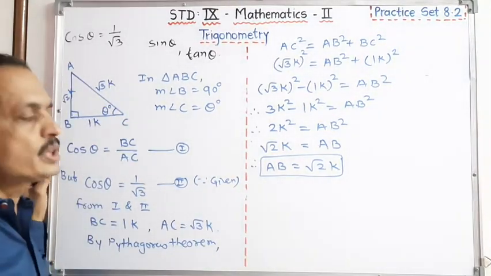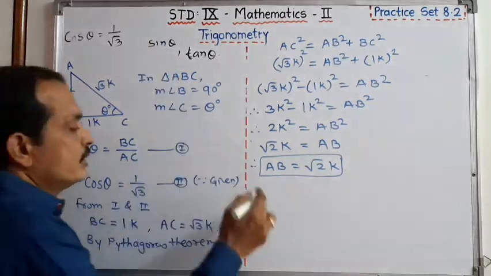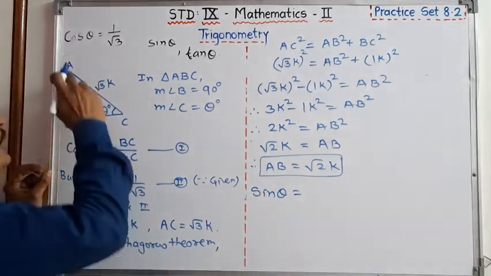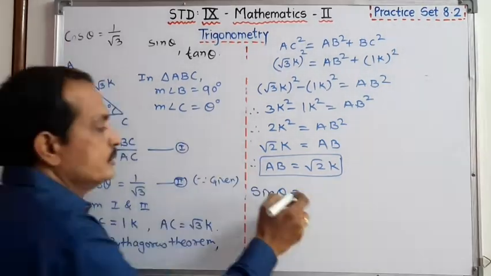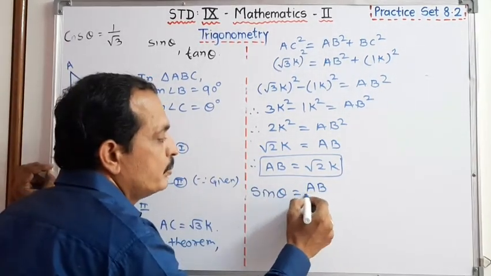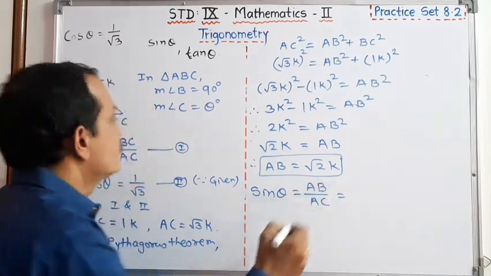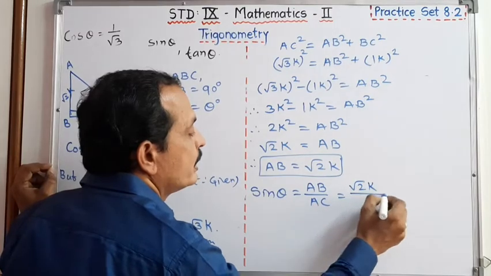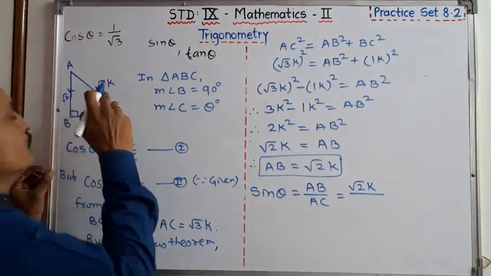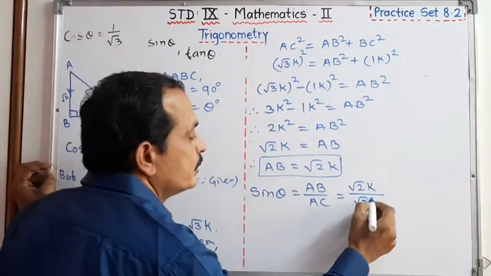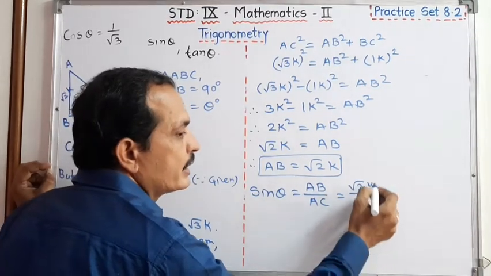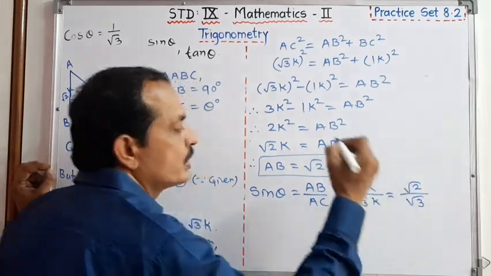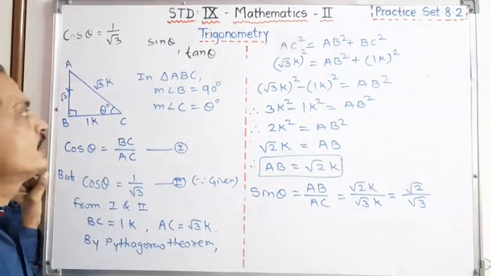Now we have to start with sin theta. Now sin theta is equal to AB upon AC. AB upon AC is equal to, AB is root 2K and AC is root 3K. This K K get cancelled, it is root 2 upon root 3. This is the value of sin theta.